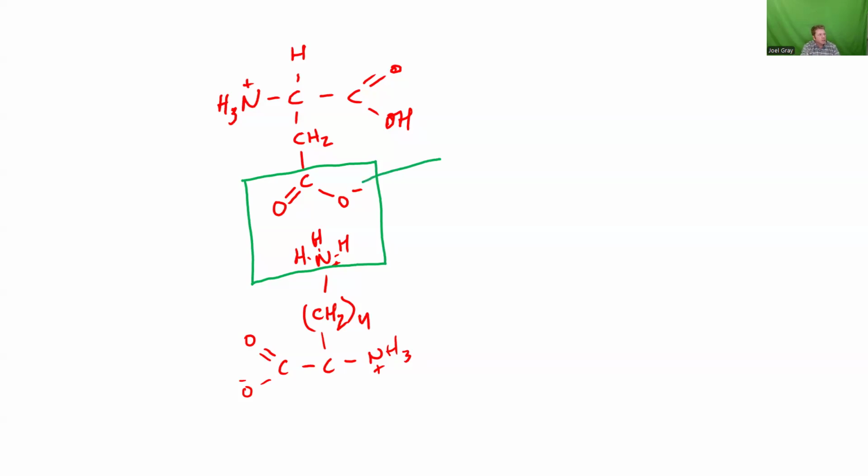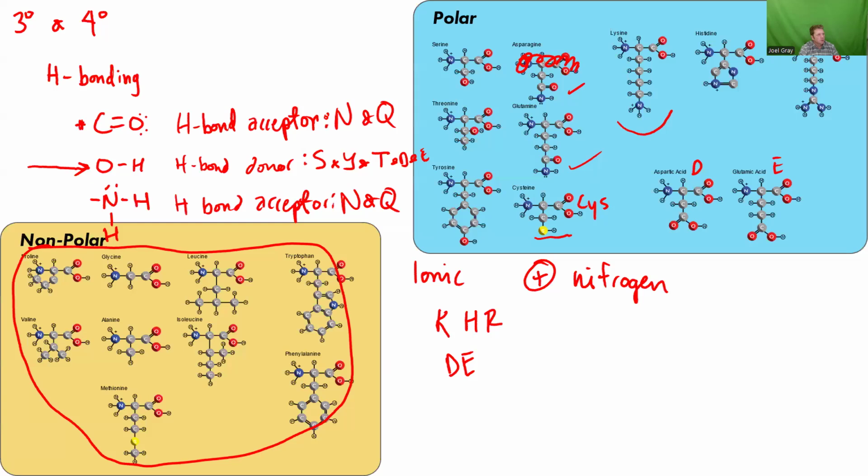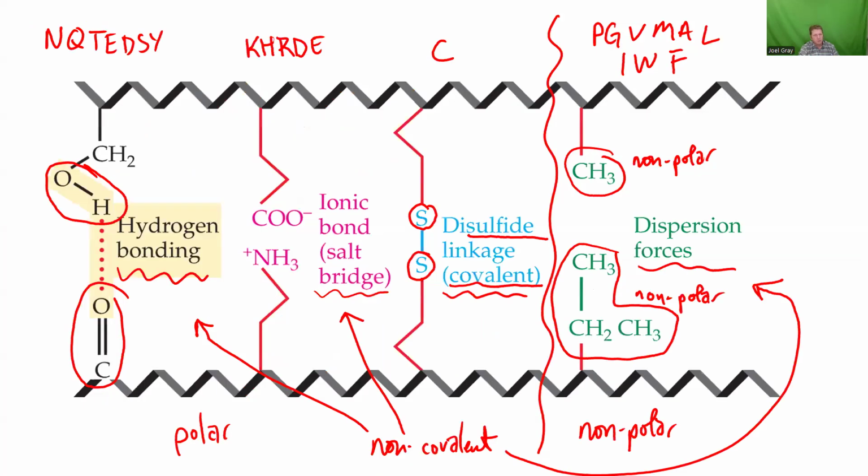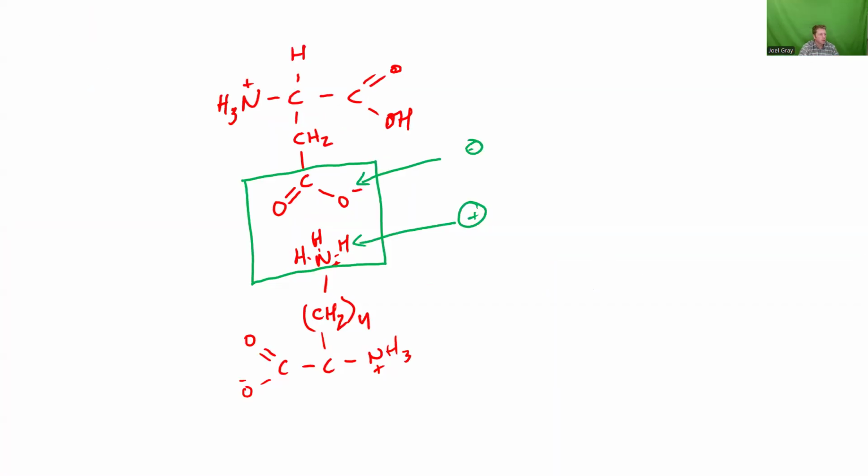okay, so that's a carboxylic acid. It's one of my negative charges. And then this right here is a positive charge. Referencing back to this would be an ionic bond. That's one of the questions that I want you to be able to answer.